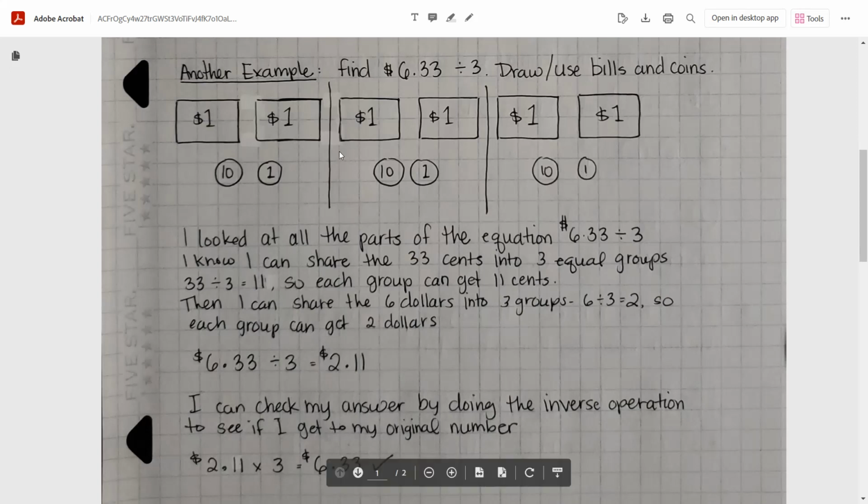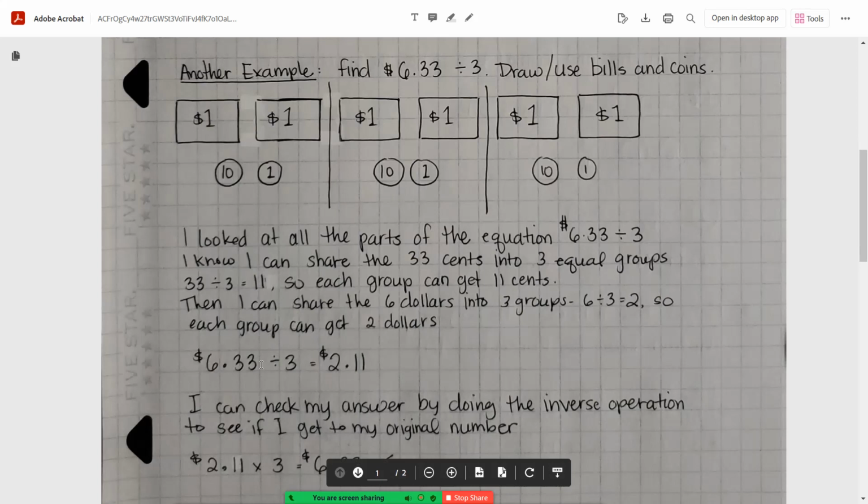So over here, you can see that I divided them up. Each group has $2, a dime, and a penny. So in each one of these groups, we have $2.11.